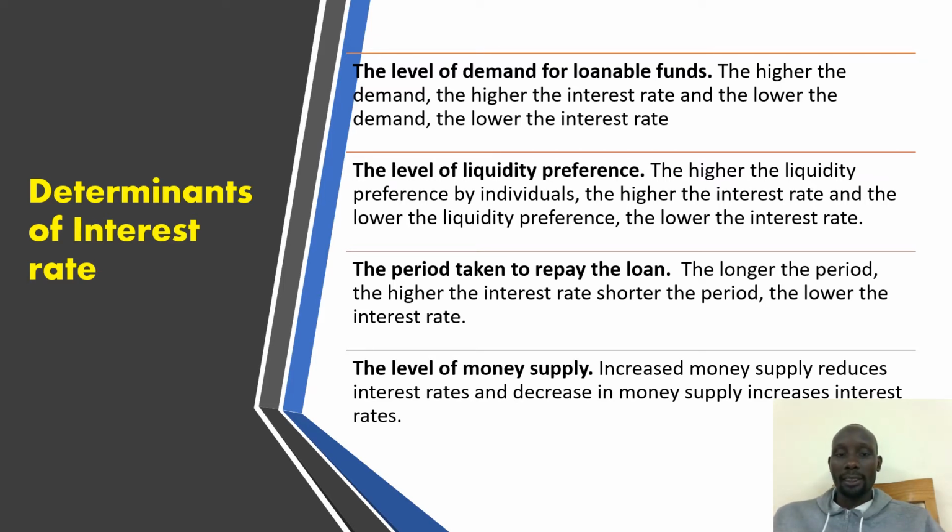And our next idea is the level of money supply. We know that money supply is the amount of money circulating in the hands of the public and the money on demand deposits. So if there is increased money supply, then interest rates will reduce, and a decrease in the money supply increases interest rates.